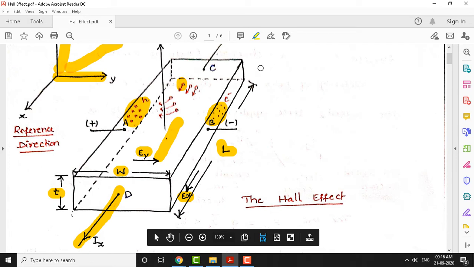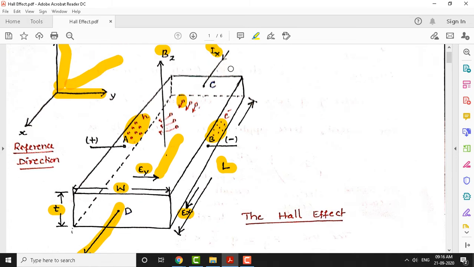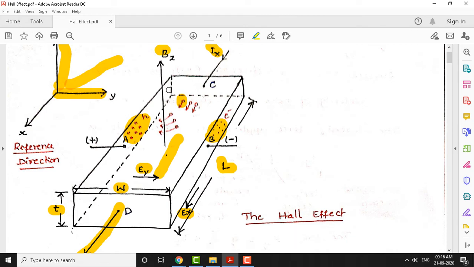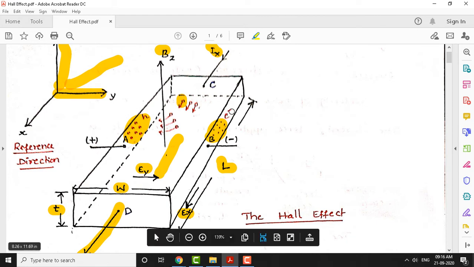Okay. So this is basically a rectangular slab, and here we assume that this slab is a p-type semiconductor. There are certain assumptions we have to make before we actually explain the Hall effect phenomenon. This rectangular slab is of p-type semiconductor. That's one thing, and it has different faces.